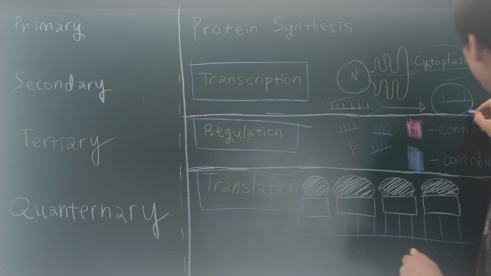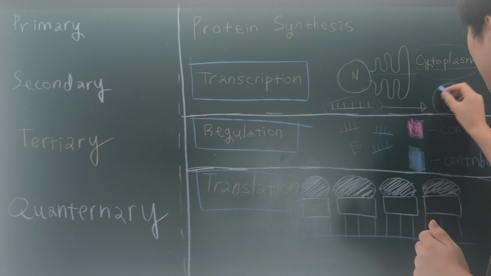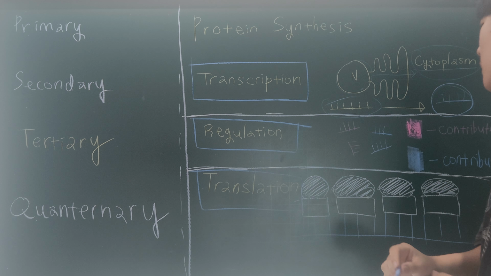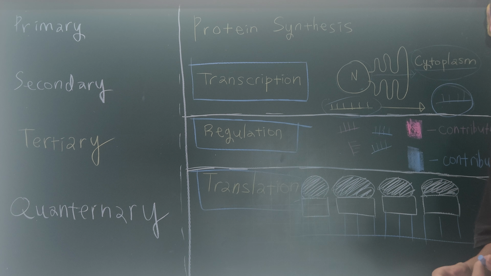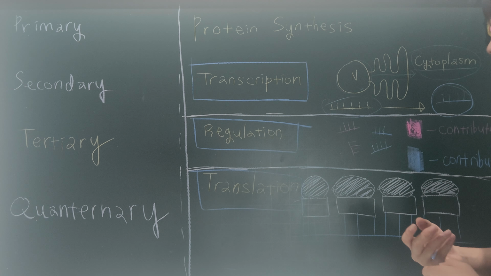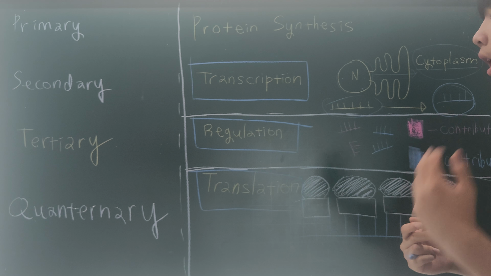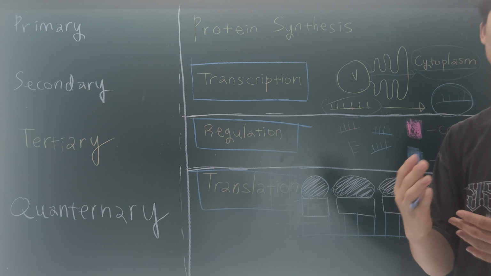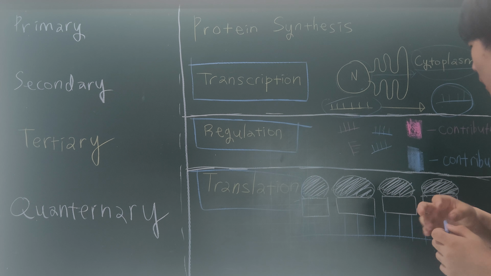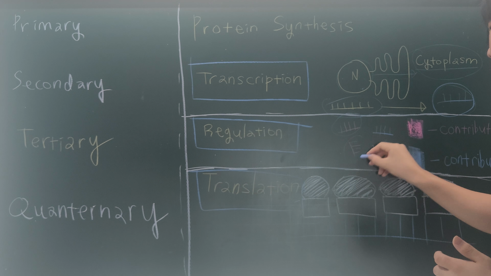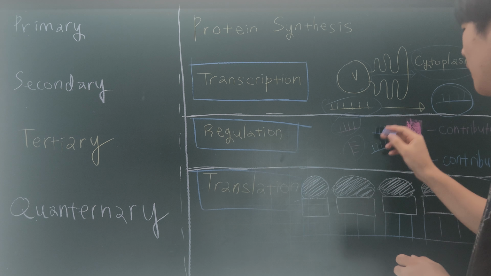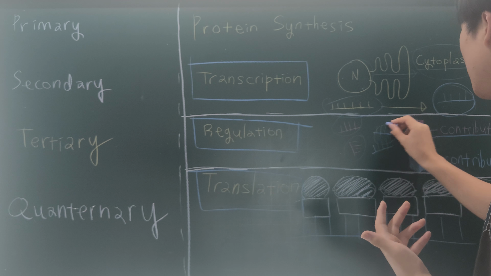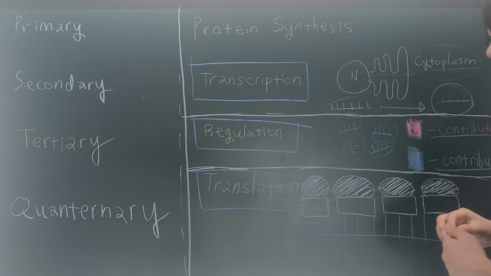Next, after the mRNA strand moves to the cytoplasm, it is broken down into small parts. This happens because some parts of the mRNA strand do not contribute to protein synthesis, while some parts contribute to the process of protein production. So let's call these red mRNA parts the parts that are not contributing to the protein synthesis, and the blue mRNA parts are contributing to the protein synthesis.